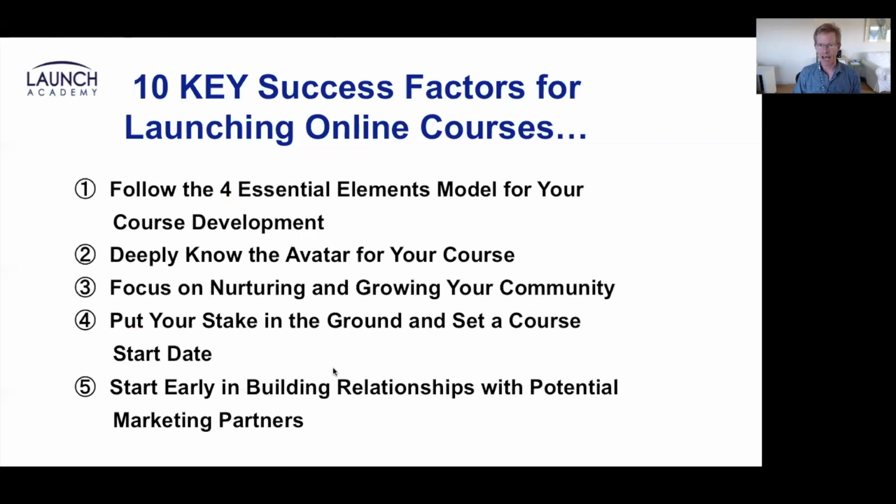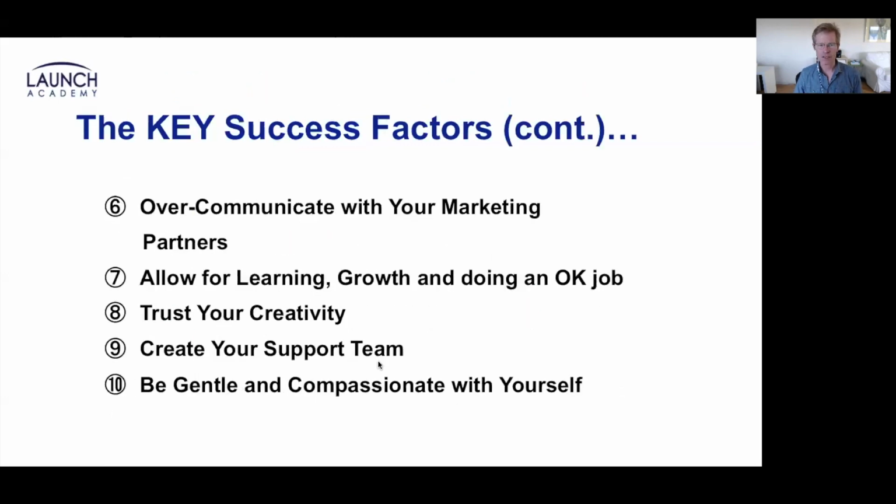So just start thinking about them right now. That's really the key task in the first month of the program, putting them down on your potential list to contact. And then we go into number 6, which comes right after number 5, start early in looking for your partners. Number 6 is over communicate with your marketing partners.